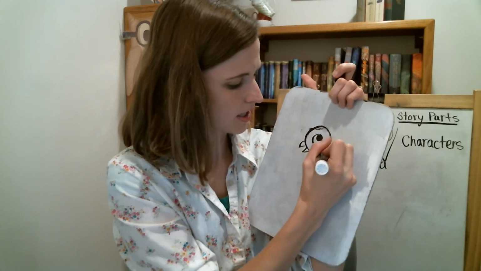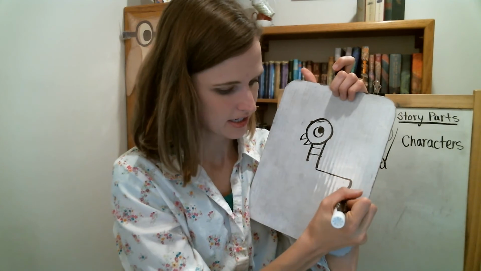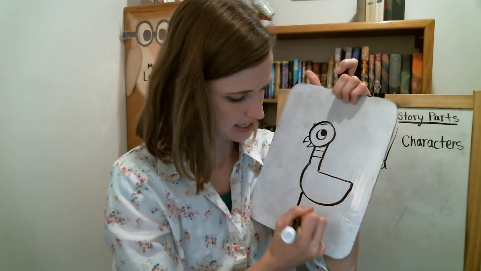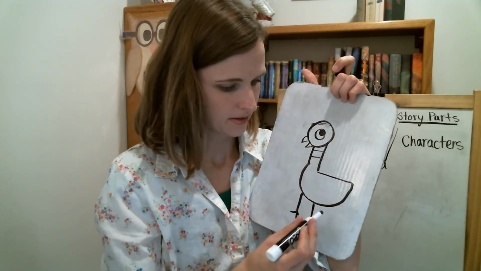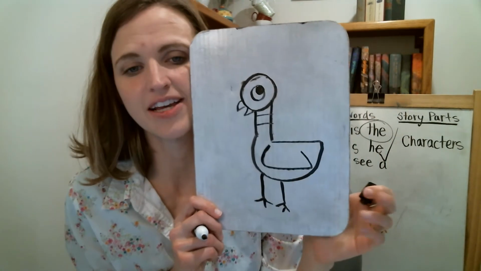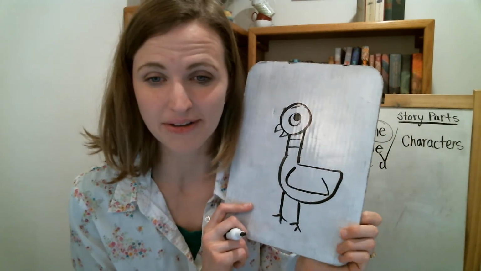He has a long neck and he's got that little thing here and he has a straight line. He has some feet. I can't forget his arms though. I said arms, but his wings. And the other one's on the other side. So there's Pigeon. So I drew a picture of Pigeon. He's one of my favorite characters.